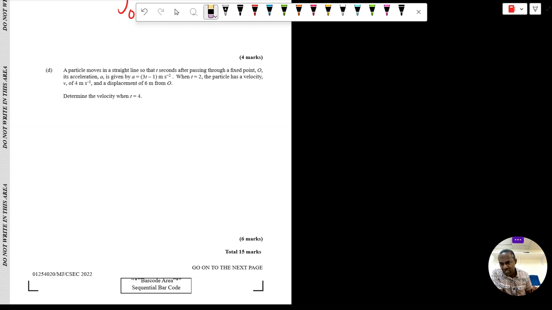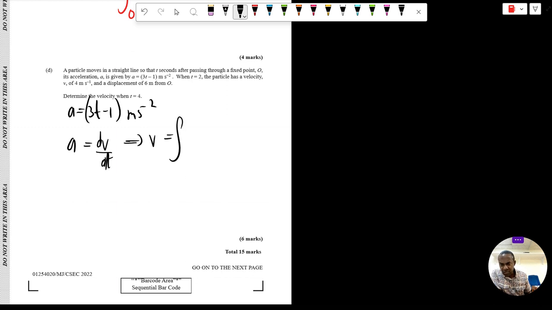And they want us to determine the velocity when t is equal to 4. Now, we're talking about acceleration being a function of time. And so we say that we're given that a equals 3t minus 1. And this, of course, is measured in meters per second squared. We must remember that acceleration a is equal to dv by dt, which therefore means that the velocity v is equal to the integral of acceleration with respect to time. So we differentiate velocity to find acceleration, and to therefore find velocity from acceleration, we integrate, all right?